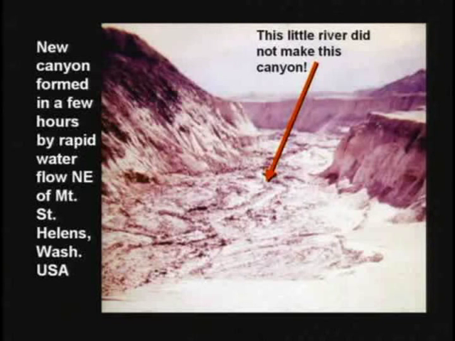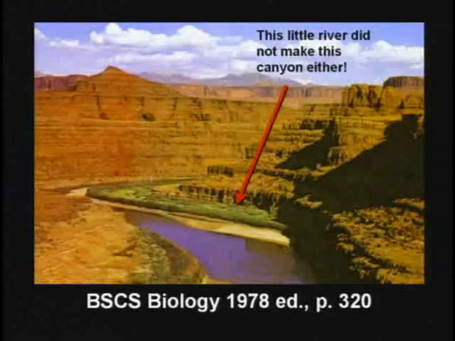That little river did not make that big canyon, okay? And that little river at the bottom of the Colorado, of Grand Canyon, did not make the Grand Canyon either. It was formed by a lot more water than that. So the textbooks are lying to you when they say that river made that canyon.